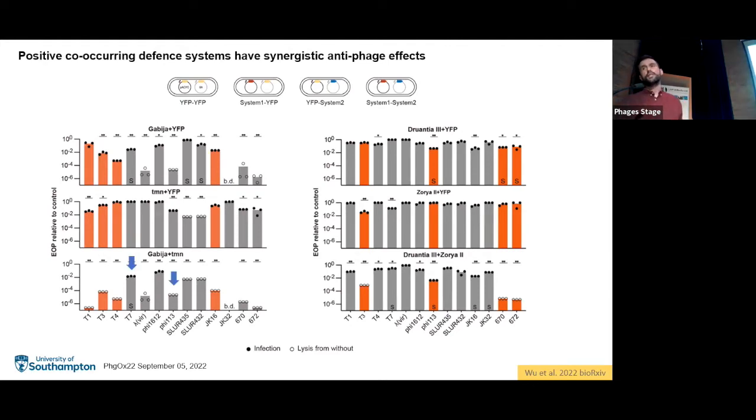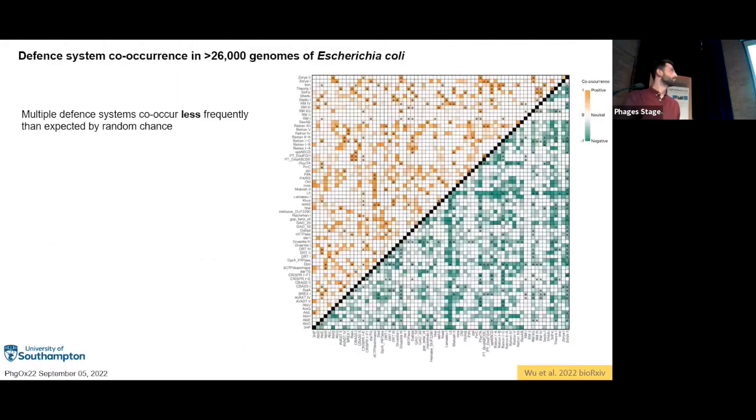However, it's important to realize that not all the interactions that we see are synergistic. You can see that by the arrows. You can see T7 and Phi113, where the effect comes from the single system and not from the combination of those systems.